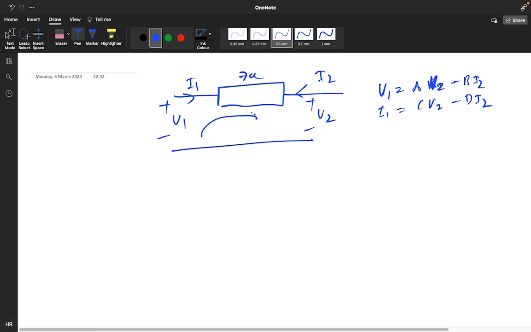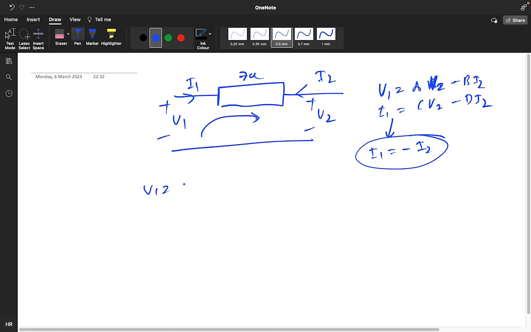So apply the KVL. Here we can directly see that I1 is nothing but minus I2. So we got this equation. We need to solve the KVL. So V1 is equal to I1 ZA plus V2. So instead of I1 write minus I2. So V2 is equal to V1 minus I2 into ZA. So we got this equation also.